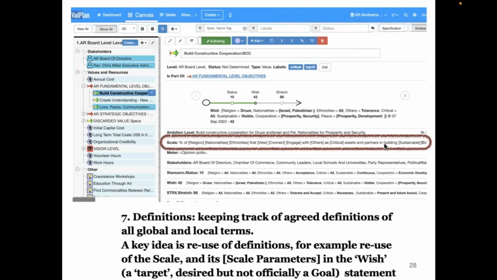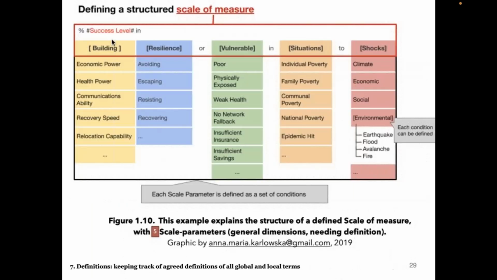And here's a look at a scale of measure here, percentage success level in these areas. And then each of these areas, like shocks, is defined as either a climate shock or an economic shock or a social shock or environmental shock. And we can even have subsets of that, which define environmental as flood, fire, etc. So the point is this scale of measure with parameters gives us a tool for detailing real and complex configurations of systems.